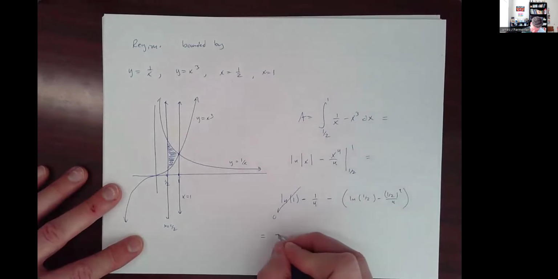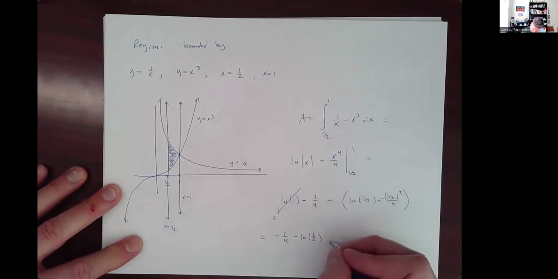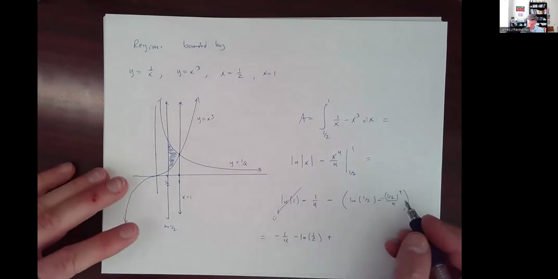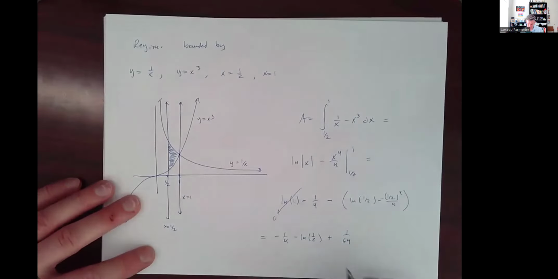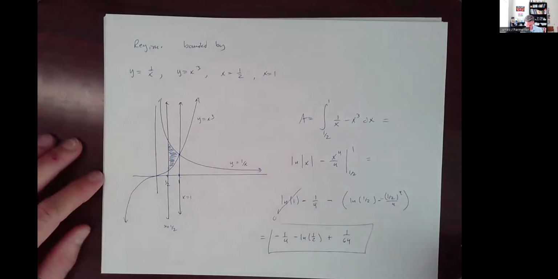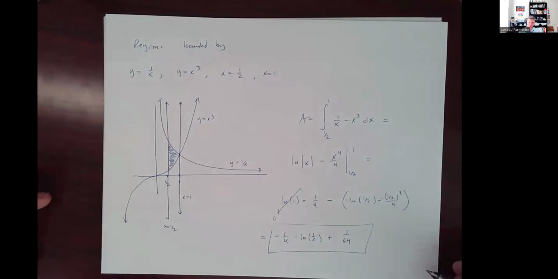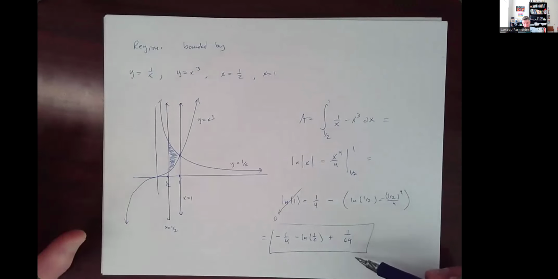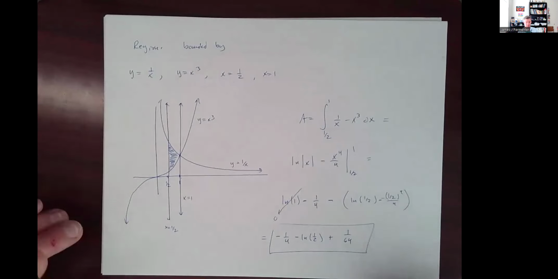So we could rewrite this as -1/4 minus the natural log of 1/2 plus 1/2 to the 4th, which is 1/16 divided by 4, so 1/64. And yeah, that's fine. Although I will point out, you might be concerned because it kind of looks like this answer might be negative. And the area should always be coming out as positive. Right, area between curves should be positive. We're talking about net area above the x-axis here. The actual area between curves should be positive.